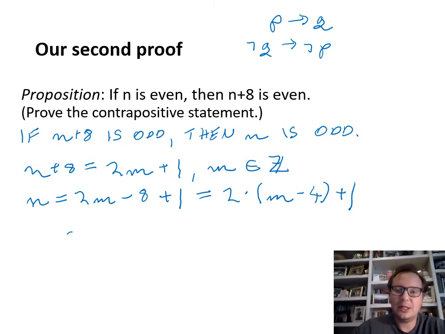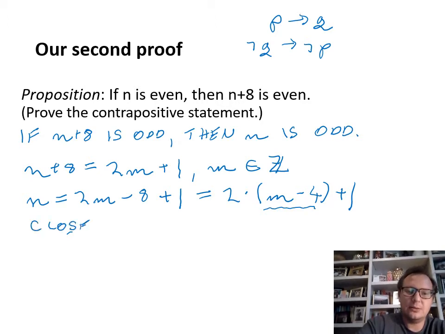So similarly to the previous proof, we are going to substitute this m minus 4 with a fresh integer. And we can do that because integers are closed under subtraction. We should write this down, the fact that we are using, so they're closed under subtraction.